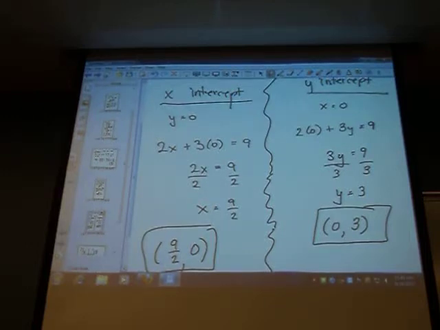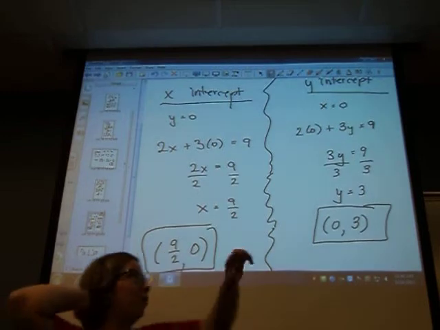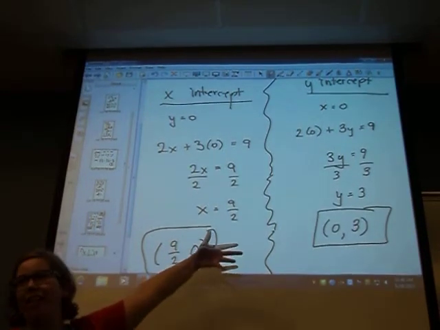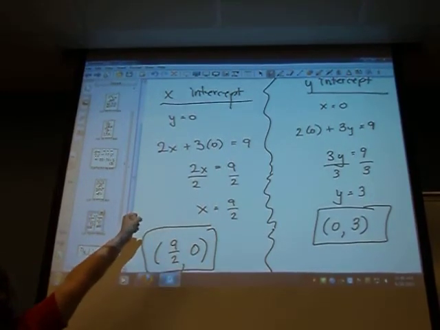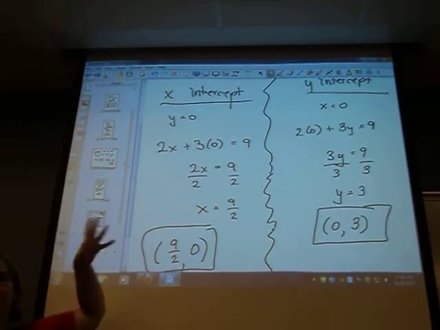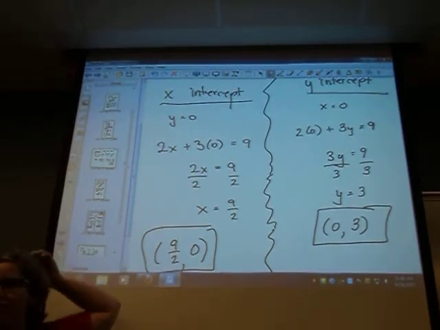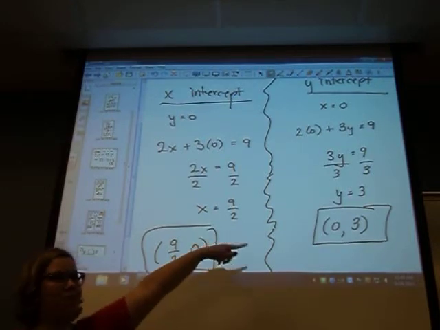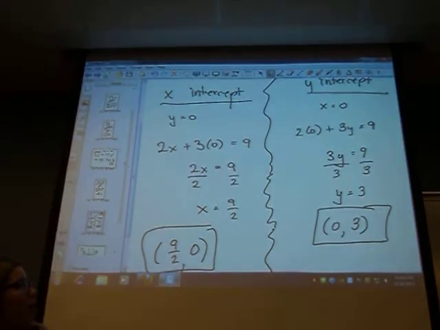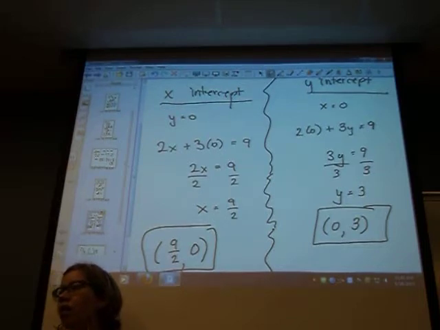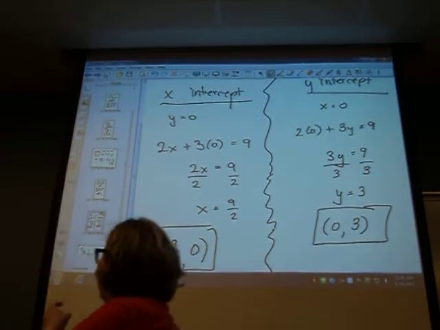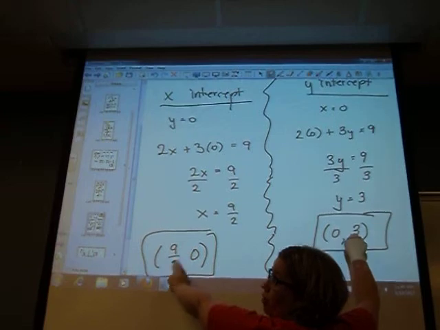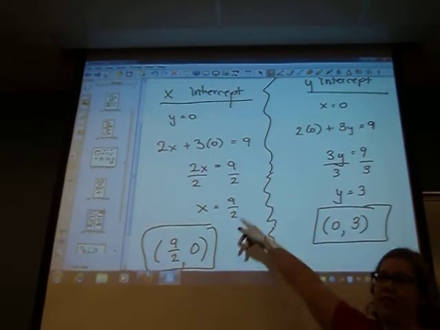Now, two mistakes I see all the time on here. One is combining these into one point, like you would have 9 over 2 comma 3. I see that all the time. So if you do that, it's not that uncommon. Just realize that you can't do that. They're two separate points. You cannot put these two together. They're not related. They're two separate points.